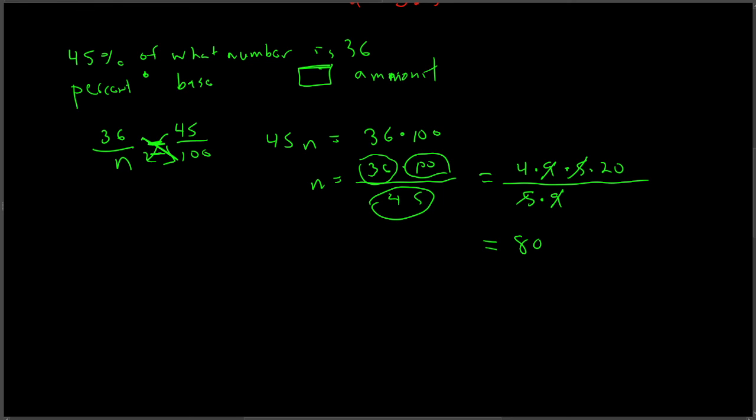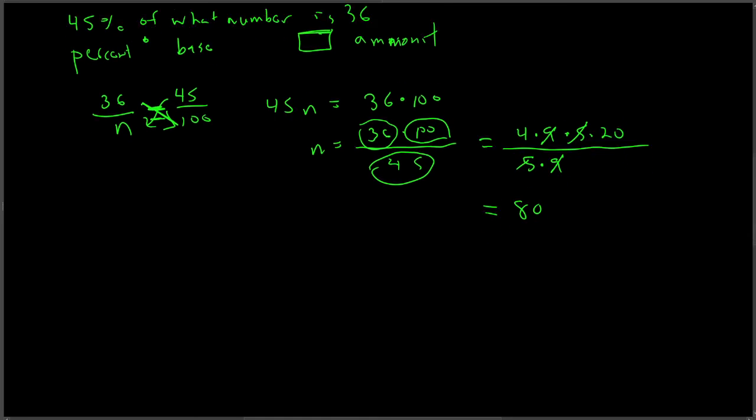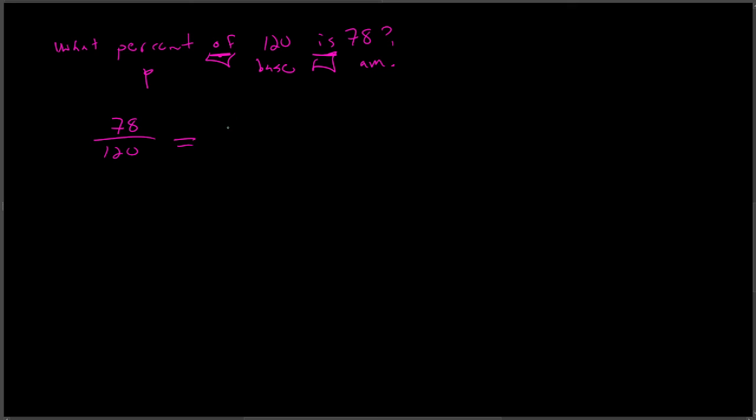One more example of proportions. What percent of 120 is 78? Again, the is has my amount on one side. The of links my percent and base. So I have 78 for my amount, 120 for my base, is my percent over 100. I'll cross multiply.